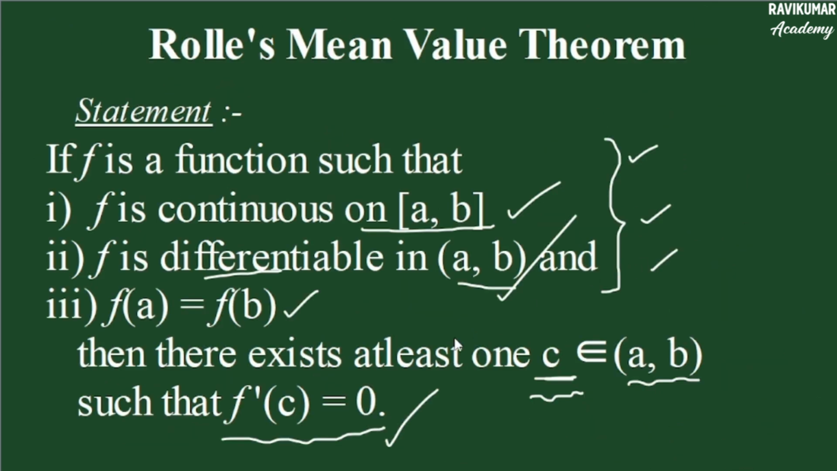What Rolle's mean value theorem is stating is that when these three conditions are satisfied, we should be able to find a c in between a and b such that f dash c equal to 0, right? So we will try to find out that particular c and verify whether it is correct or not. We should be able to find it, right? So now what is f of x? F of x is (x plus 2) whole cube into (x minus 3) whole power 4.